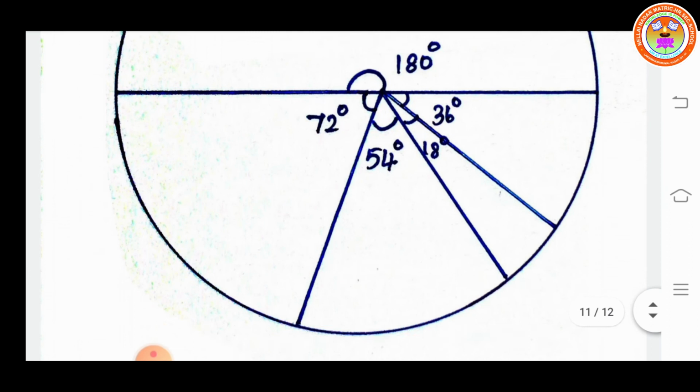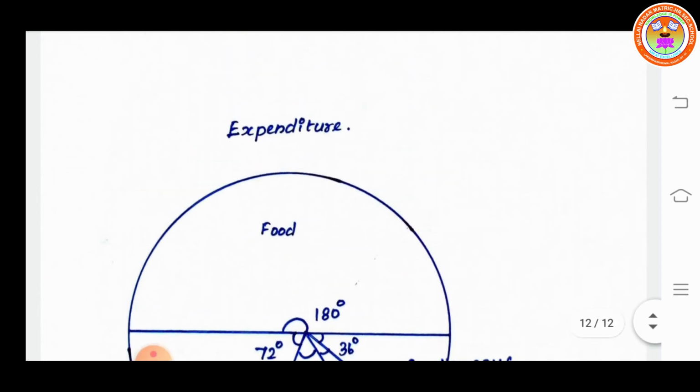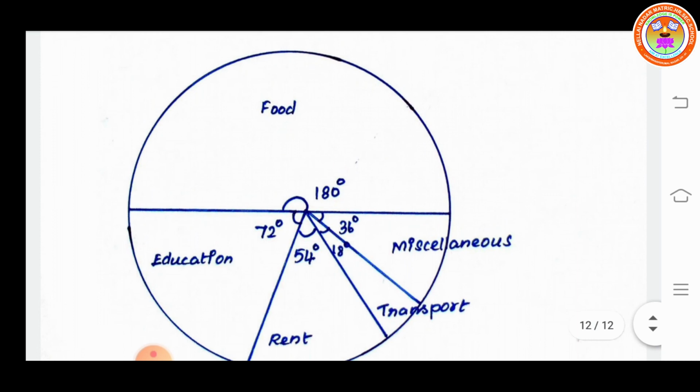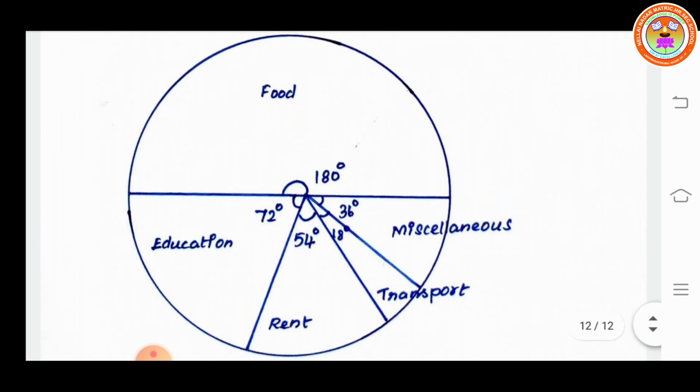Now, place the protractor in the last new radius. You can get the remaining angle exactly equal to 36 degree, which is for miscellaneous. And then write the heading as expenditure. Then first component for food, second component for education, third component for rent, fourth component for transport, and fifth component for miscellaneous. So this is our required pie chart for the given data.